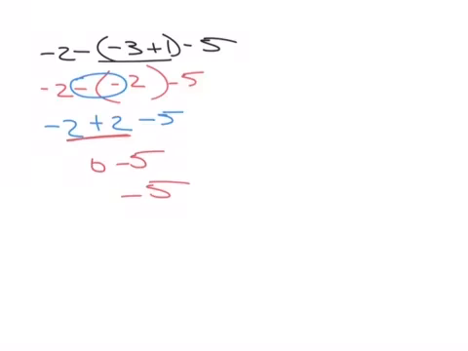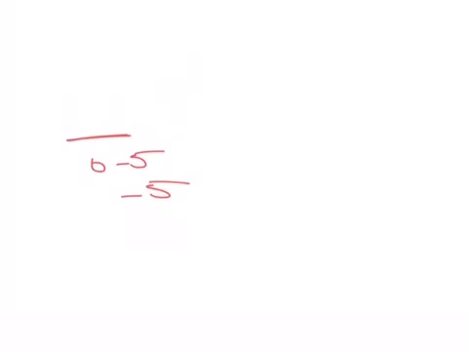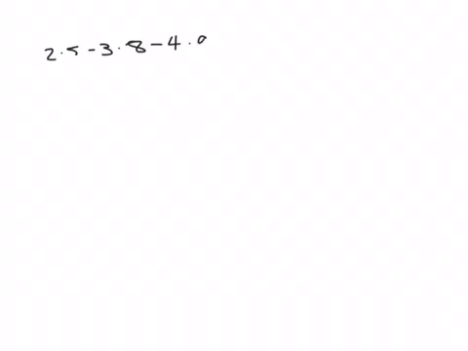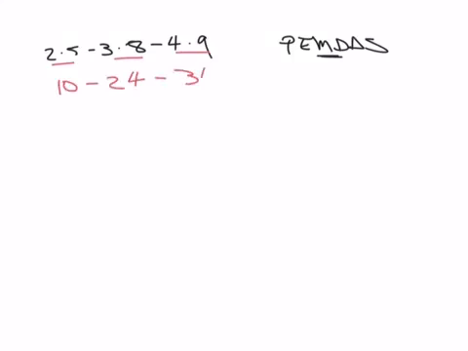All right, so let's go on to example number 4. It says, take 2 times 5 minus 3 times 8 minus 4 times 9. Remember PEMDAS says do the multiplication and division before the addition and subtraction. So we are going to do this, this, and this before we do the subtraction. So 10 minus 24 minus 36.